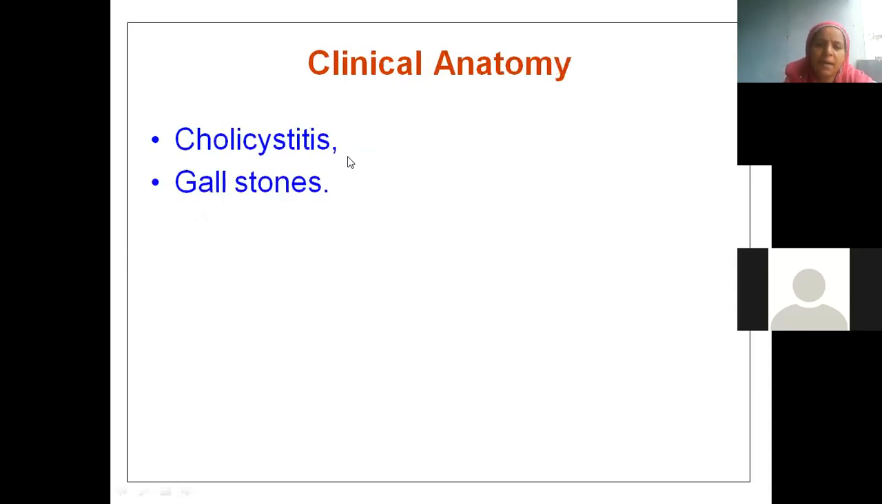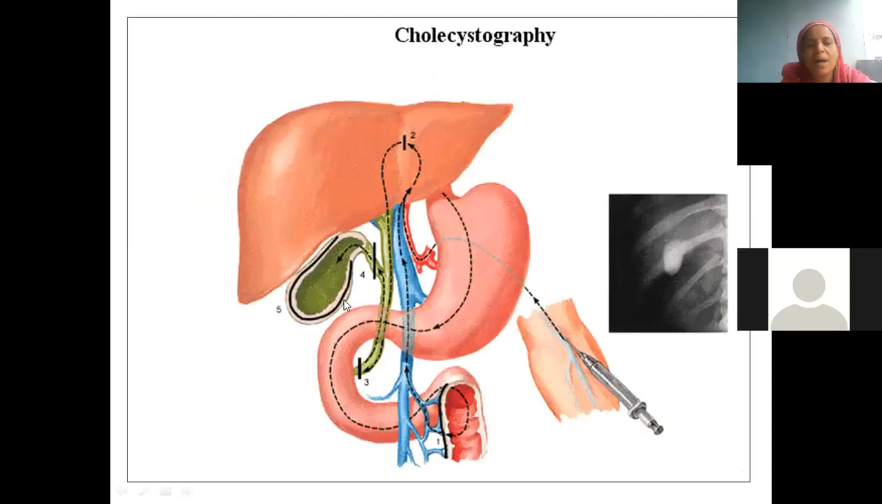Clinical anatomy. Cholecystitis is the inflammation of the gallbladder. If the bile is not emptied into the intestine, the bile becomes very concentrated and starts crystallizing to form stones. You call them gallstones. There is a technique with the help of which we do certain procedures for investigation and also treatment. First is cholecystography.